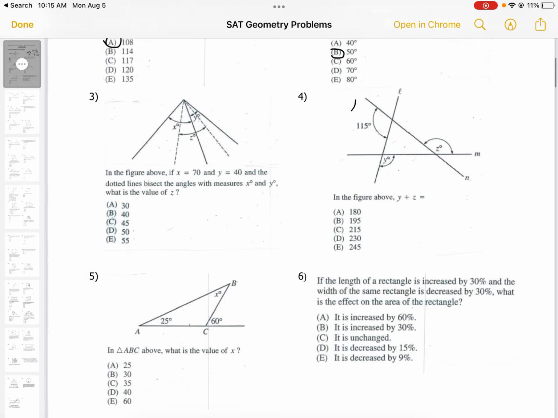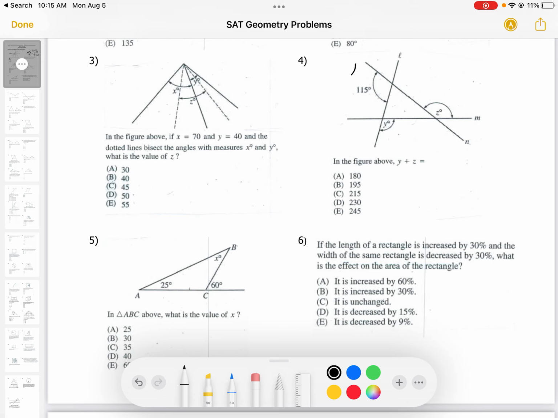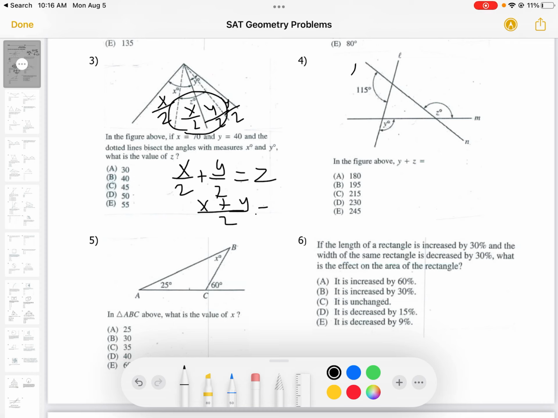So if this dotted line cuts x in half, then we know this part is x by 2 and this part is x by 2. Similarly, this part is y by 2 and this part is y by 2. But what do you know? x over 2 plus y over 2 is coincidentally equal to z. Now this is just x plus y divided by 2 that's equal to z.